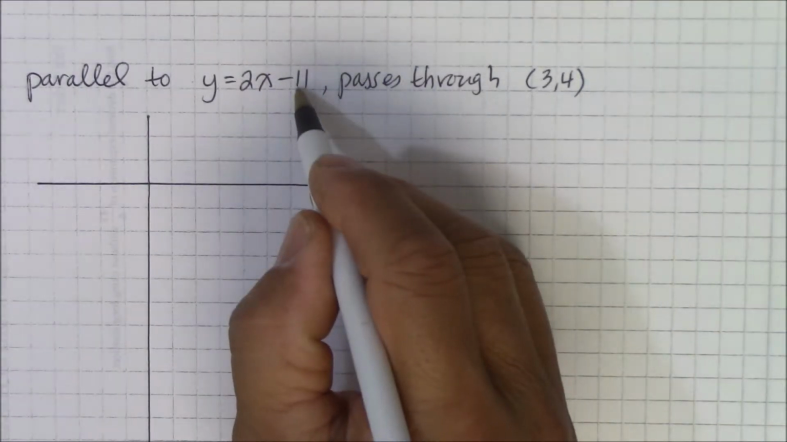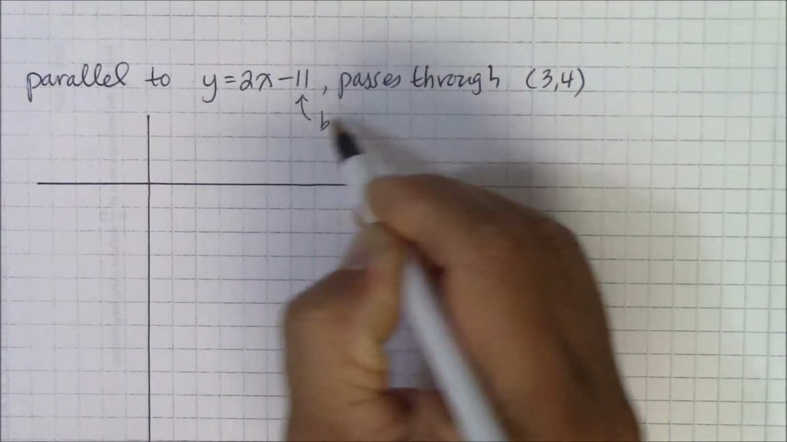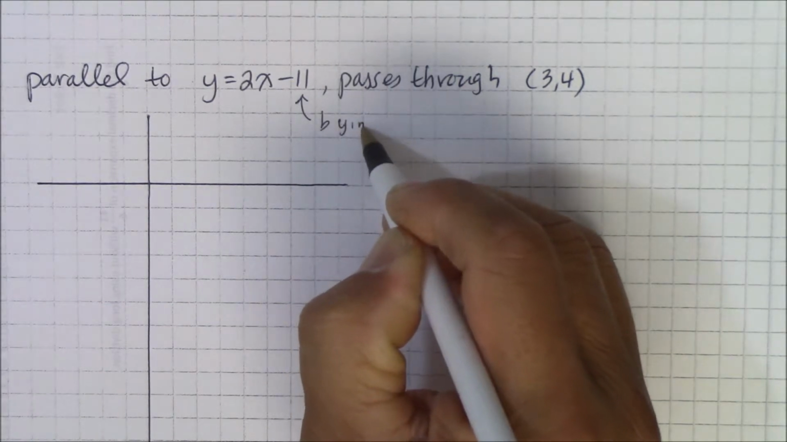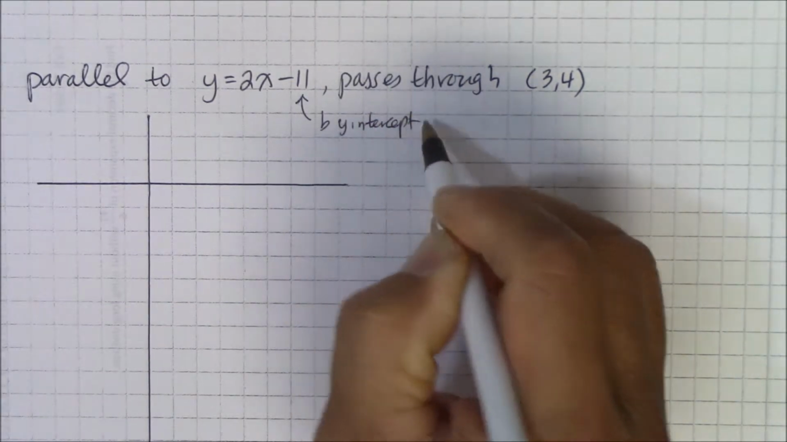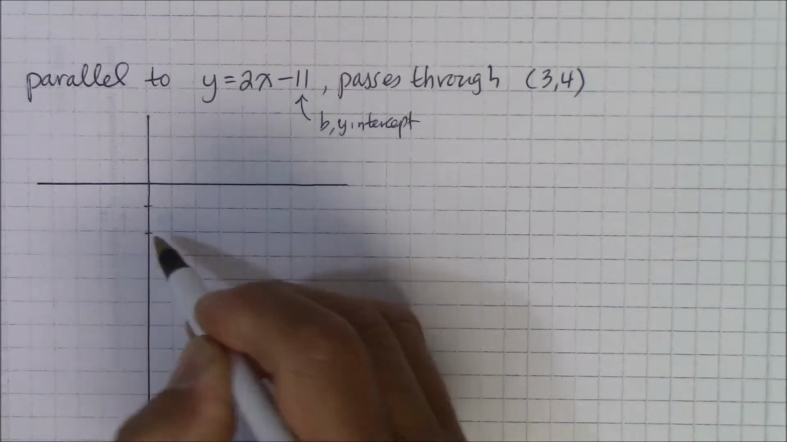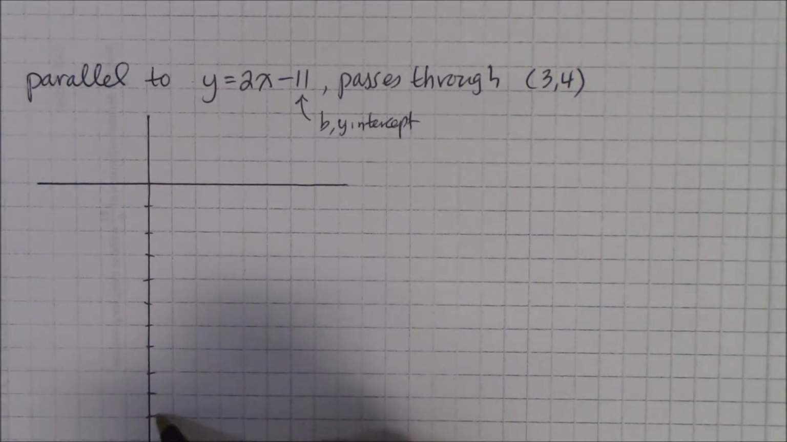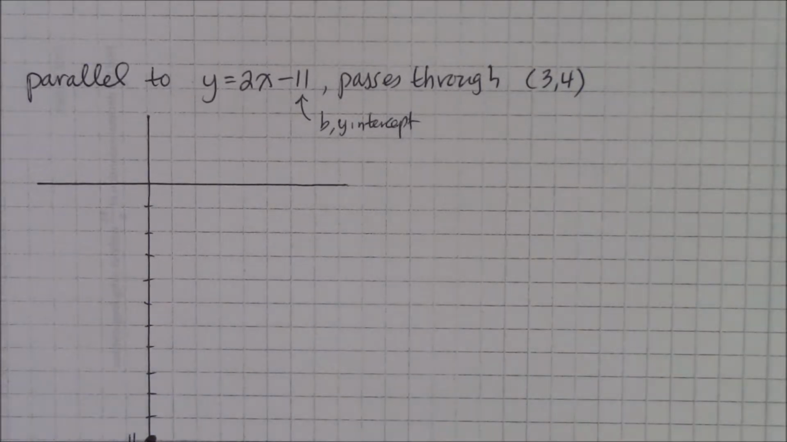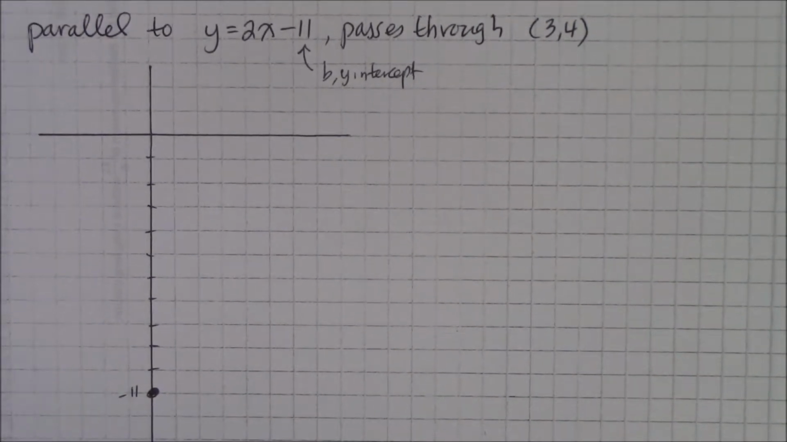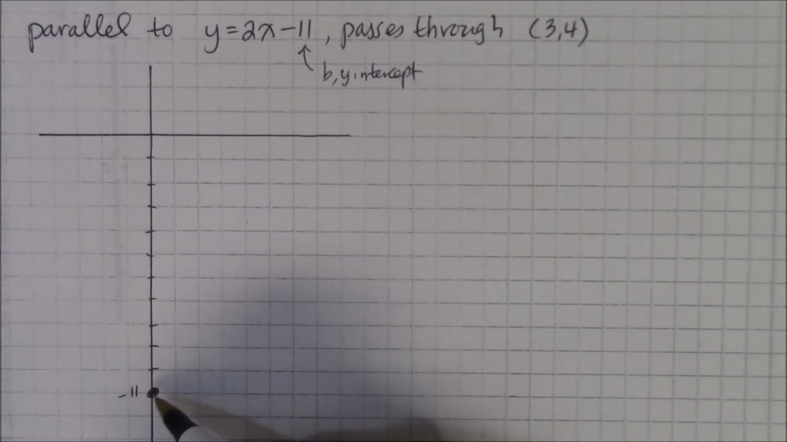So negative 11 is the y-intercept. This is the b. This is the y-intercept. Okay, so 1, 2, 3, 4, 5, 6, 7, 8, 9, 10, 11. This is negative 11. Can you see that? Barely? Let's bring the camera down a little bit. There it is. So it's way down here.